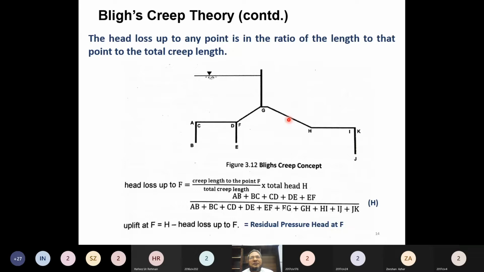सर पहले क्रीप लेंथ निकालते हैं उस पॉइंट तक. जी उस वही पॉइंट तक क्रीप लेंथ निकालें डिवाइडेड बाय द टोटल क्रीप लेंथ. इसका जो रेशियो ऑफ द क्रीप लेंथ है, it should be multiplied by the total head, capital H, available on the upstream side. So this will give you the head loss. And then how to compute the uplift pressure head or the uplift? Total head में से head loss को minus कर दें. So you will get basically the uplift pressure at any point.